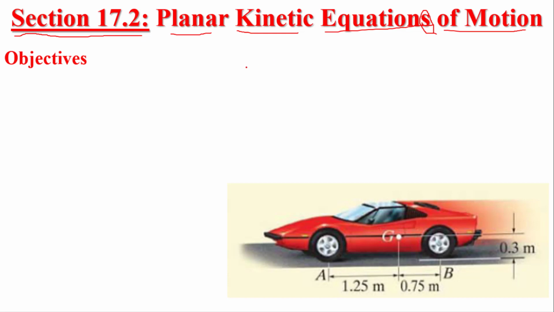Okay, so once we hear that we have a planar, that means we have 2D, xy, for example. If we are using this coordinate system, planar means 2D. Kinetic equations of motion, actually we have two or three equations. Two of them are related to translation.